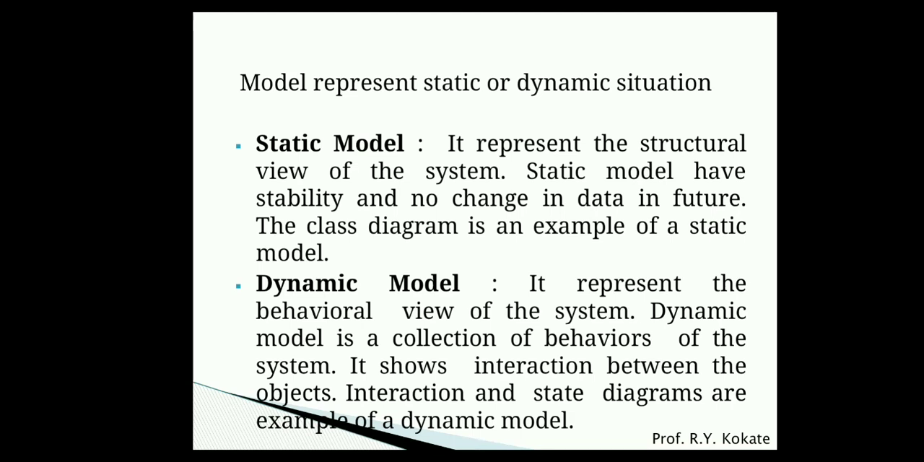Second, dynamic model. It represents the behavior of the system. Dynamic model is a collection of behaviors of the system. It shows interaction between the objects. That means it shows the interaction or communication between the objects. It describes how objects collaborate with each other to achieve the behavior of the system. The state and interaction diagrams are examples of dynamic model.